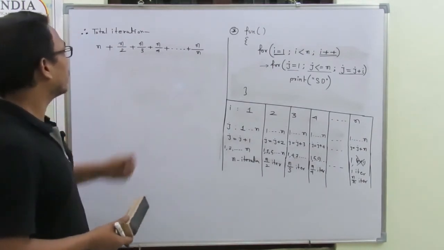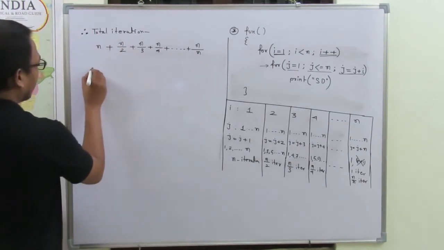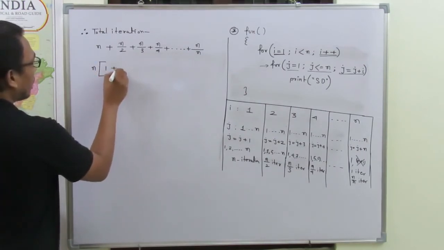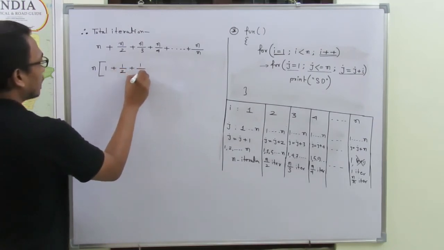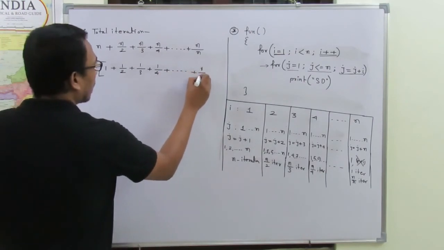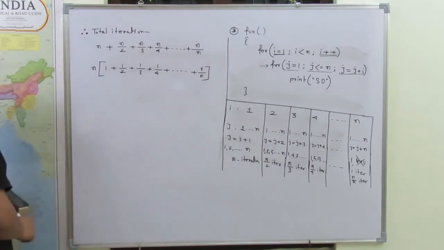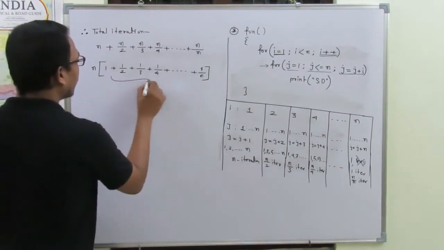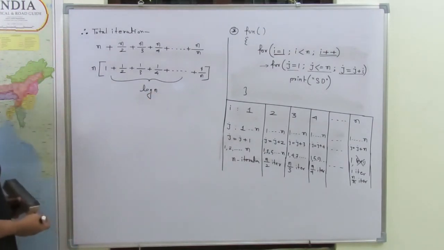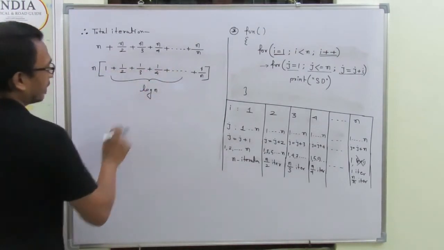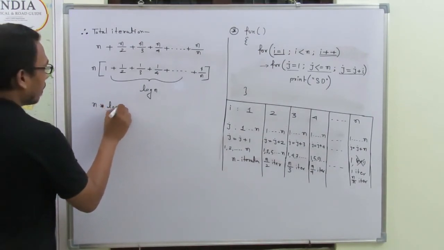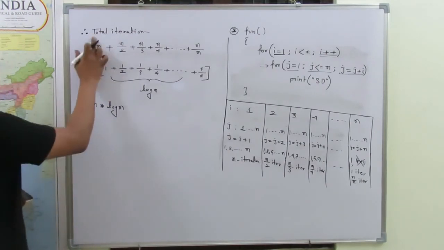Now from here we can factor out the value of n. Then what do we get? We are left with 1 plus 1 by 2 plus 1 by 3 plus 1 by 4 plus, like that, plus 1 by n. Now if you observe, this is the equation for which element? Log n element. This is the definition of log n. That means what we will get? n into log n. This is our total iteration.